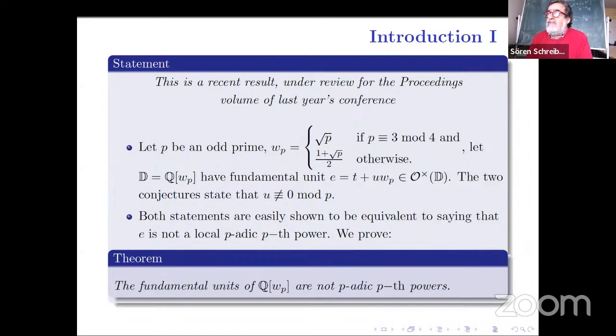This is a very hands-on statement. It is equivalent to saying that E is not a local p-th power. And beyond that, it has as a consequence the fact that the maximal p-abelian p-ramified extension of D has no torsion. So this is what we will prove: that this maximal p-abelian p-ramified extension of D has no torsion part.